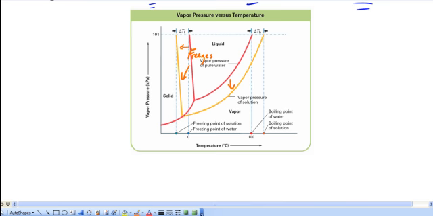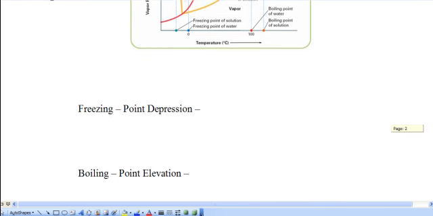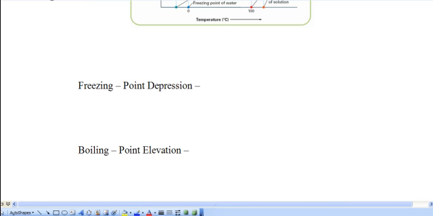On the other hand, this is the part of the line right here where the liquid would boil into the gaseous phase. Well, as you lower the vapor pressure, that effectively shifts that portion of the graph to the right, and it raises or elevates the boiling point. So you can actually measure the differences in the freezing and the boiling points, and that's what's called freezing point depression or boiling point elevation.